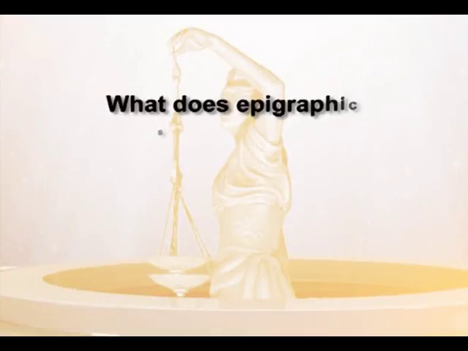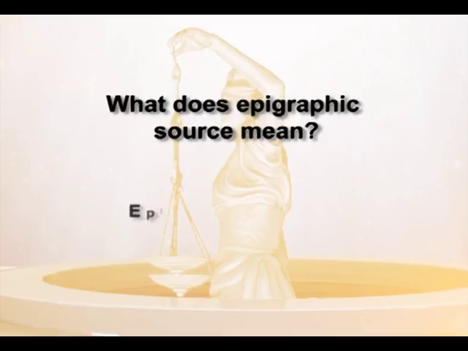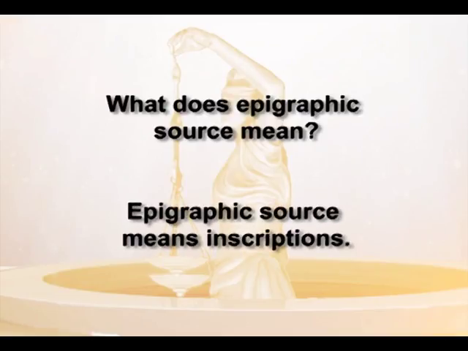Now, what does epigraphic source mean? Epigraphic source means inscriptions. It was the practice of the ancient rulers to make certain statues or statuettes engraved on stone, sometimes on copper or bronze, and to write something on its sides or on its bottom.